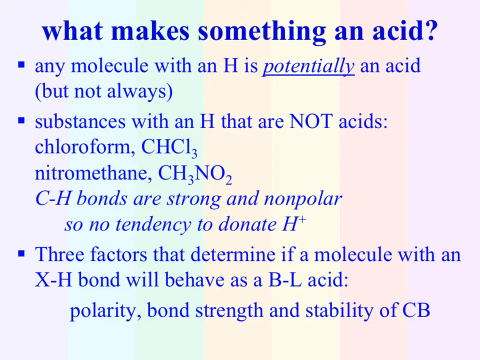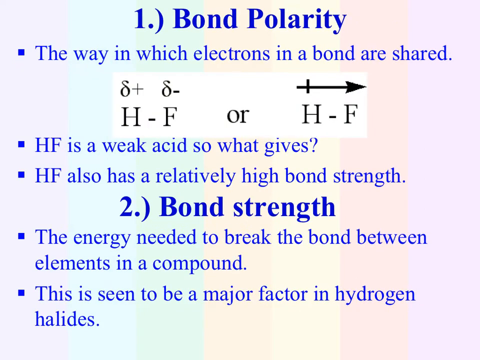Okay, so there's going to be three factors that we're going to look at to determine if a molecule with a hydrogen atom in the molecular structure will behave as a Bronsted-Lowry acid. Okay, and those features are polarity, bond strength, and of course the stability of a conjugate base. Okay, so the first feature that we're going to look at is bond polarity. So what we mean by bond polarity is the way in which electrons in the bonds are being shared.